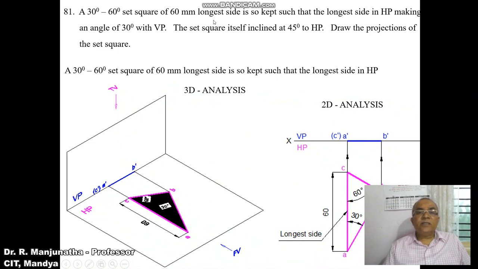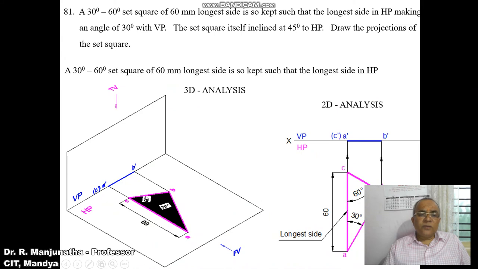He says that the longest side is so kept such that the longest side is in HP. Since the longest side has to be in HP, obviously that edge should be perpendicular to VP. So when you look from the front view, you must get a point in the front view. That is, AC is the longest side, which is perpendicular to VP. Therefore, we are getting a point in the vertical plane.